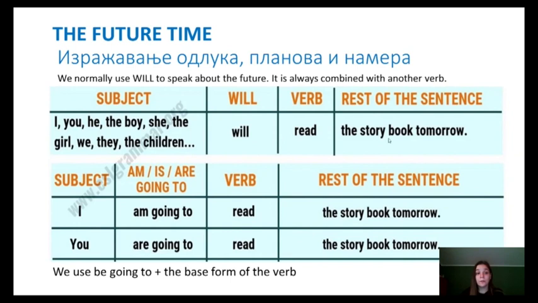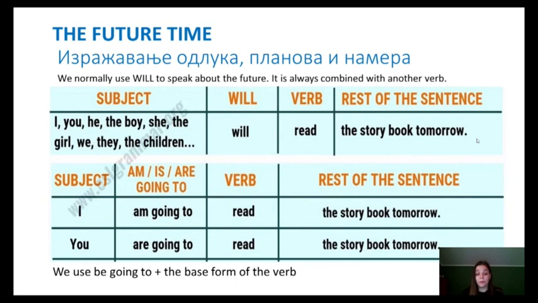Let's see. We normally use will to speak about the future. It is always combined with another verb. So in the first place in a sentence, we have the subject: I, you, he, she, it, we, you, they, the girl, the boy, the children, Mary, and so on. On the second place, we have will, and on the third place, we have the main verb in its infinitive form. And then we have the rest of the sentence. We can note that will is always the same, regardless of the subject. So I will read a storybook tomorrow, the boy will read a storybook tomorrow, and so on.